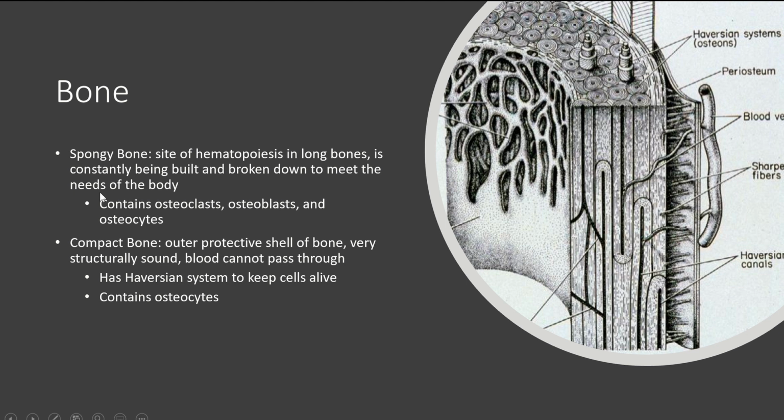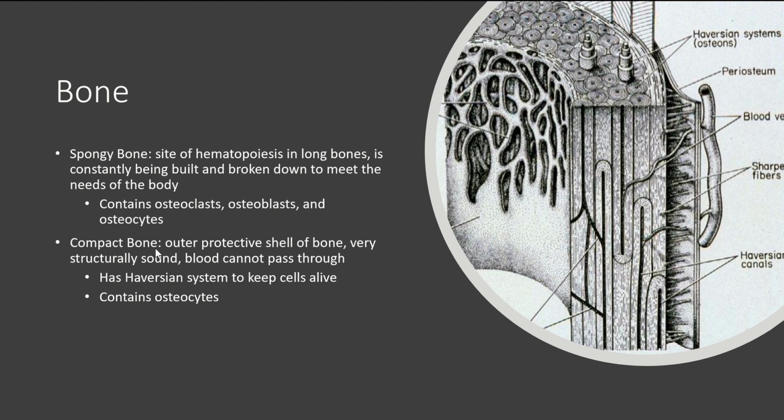And in the spongy bone, you have three different types of cells that we're going to learn about. So it contains all three: osteoclasts, osteoblasts, and osteocytes, right? The term osteo refers to bone, and the latter part of the term is going to tell you what they do in the bone. We'll cover that in a second. And then the other type of bone tissue that we'll have is compact bone. Both of these can be in the same bone, and they often are. They're just different types of bone within there.